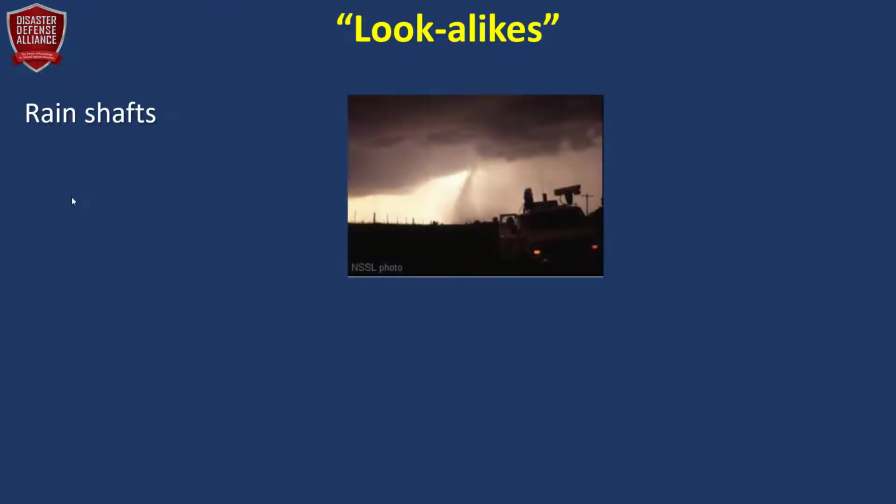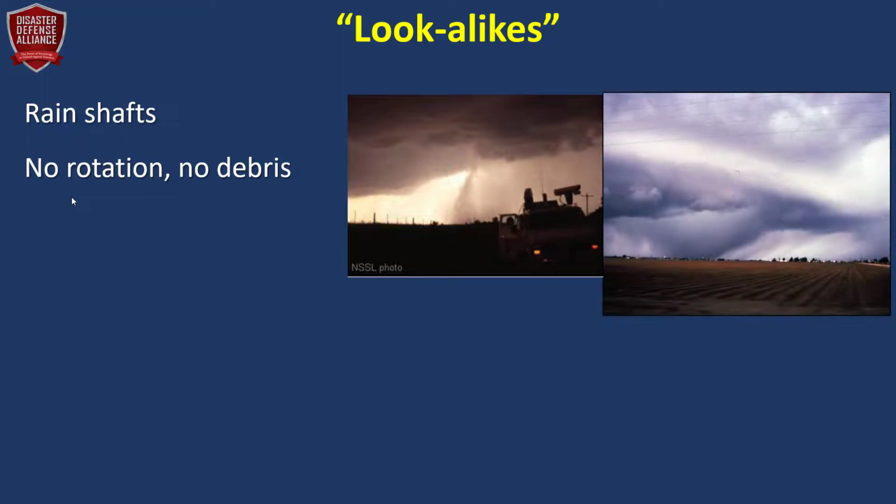Let's look at some other types of lookalikes. Narrow shafts of heavy rain can sometimes appear like tornadoes, especially from a considerable distance away, but do not rotate. If there is no rotation of the feature or debris picked up from the ground, then it's likely not dangerous.